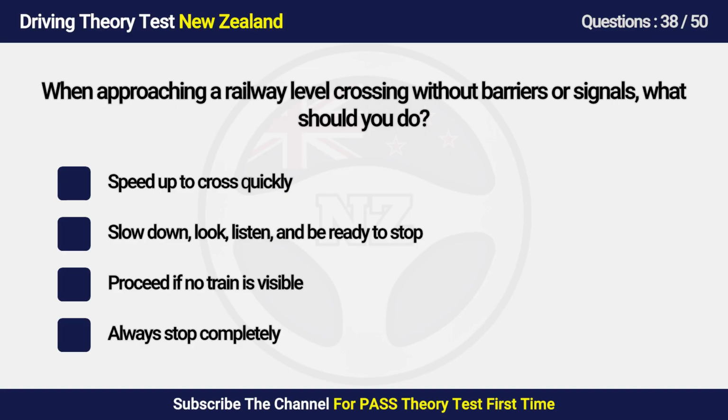A. Speed up to cross quickly. B. Slow down, look, listen and be ready to stop. C. Proceed if no train is visible. D. Always stop completely.